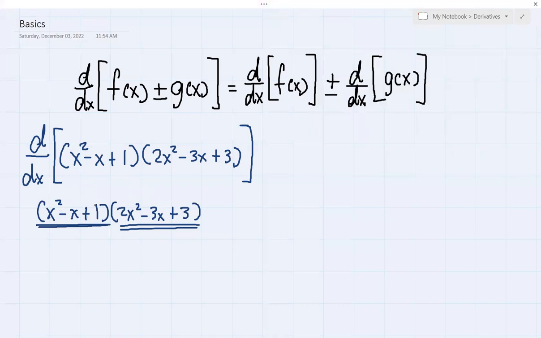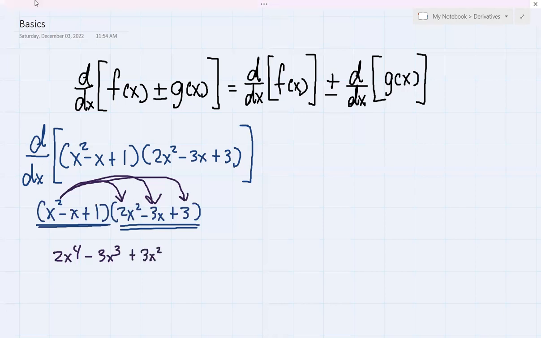Okay? So let's start with the x squared. Distribute natin si x squared sa expression na to. X squared times 2x squared magiging 2x raised to 4. Next, x squared times negative 3x magiging negative 3x cubed. Next, x squared times 3 magiging positive 3x squared. Ayan na. So we're done with the x squared.